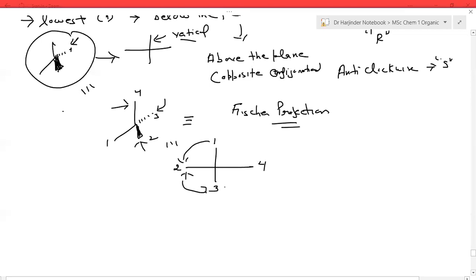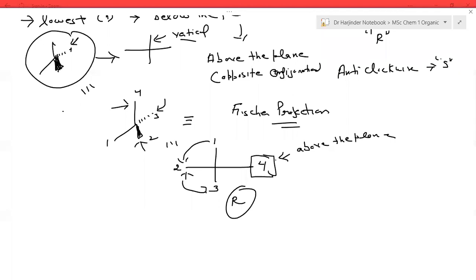1, 2, 3. Is it clockwise or anti-clockwise? Anti-clockwise. So it is expected to be S, but the lowest priority group is present on the horizontal line, which is above the plane. So what will you write here, R or S? R. You have to do the opposite. Is it clear?